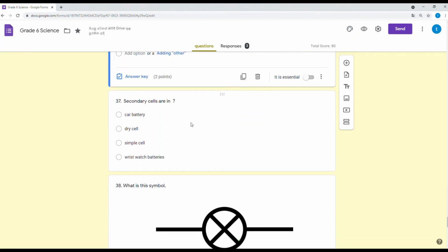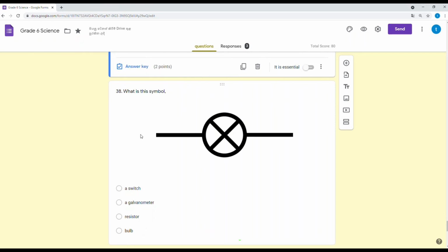And number 37, secondary cells. Here the word secondary cells means once you use that cell, you recharge it and you can use it again and again. That kind of cells we call secondary cells. The other side, the primary cells are there. What do primary cells mean? Once you use them, thereafter you can't use them again. Here in the given answers, car batteries, we know that once you use a car battery, again you can charge it. So your answer is first one.